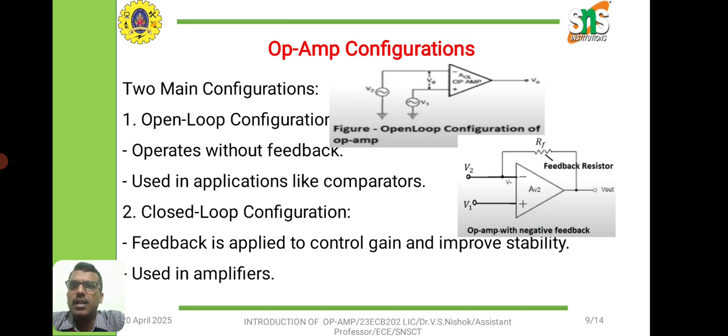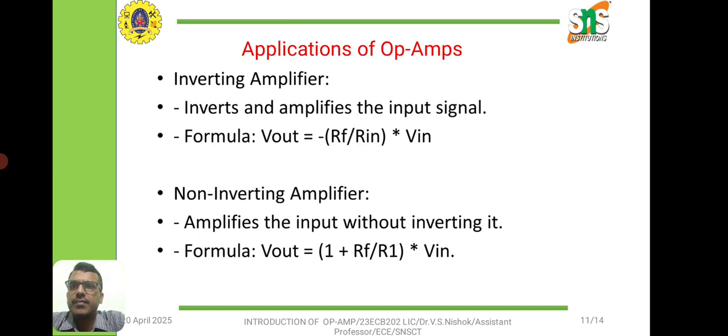Coming to the applications of the operational amplifier, we can find the gain of the operational amplifier with the help of the inverting amplifier and the non-inverting amplifier. If the input is given only to the negative input terminal, that is called an inverting amplifier. And if the input is given only to the non-inverting terminal, that is called a non-inverting amplifier.